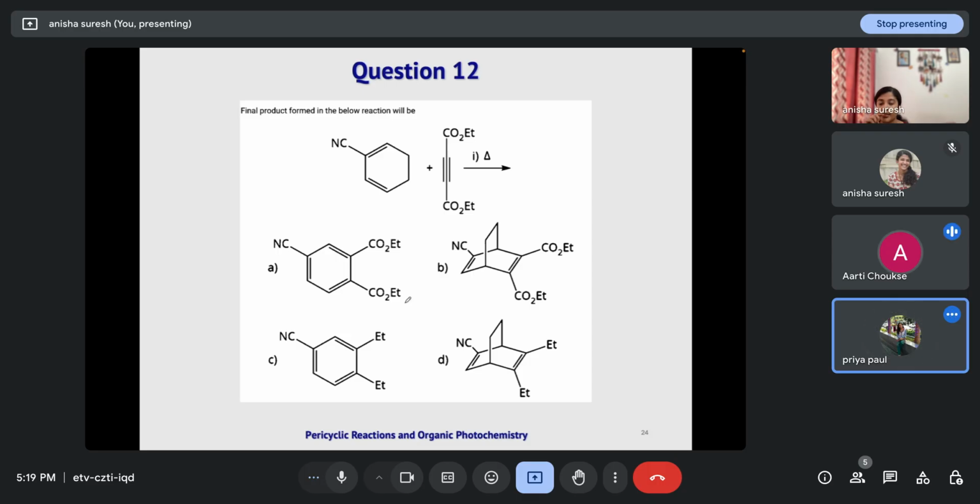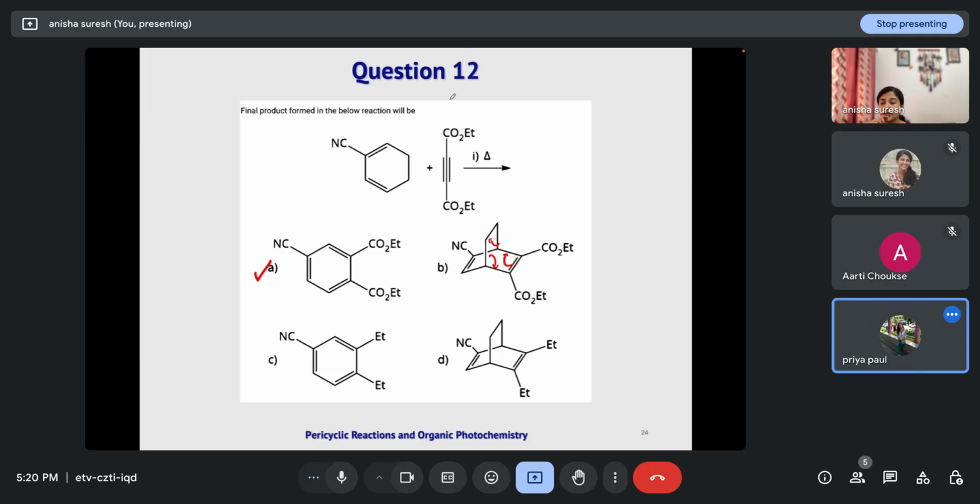Option B, option D. Actually the right answer will be option A, because here B will be forming but it will be an intermediate. Since this system can undergo a cheletropic elimination in this fashion, a removal of an ethylene molecule will take place, resulting in the formation of this aromatic compound. So that regaining of aromaticity is the driving force for giving this as the final product.